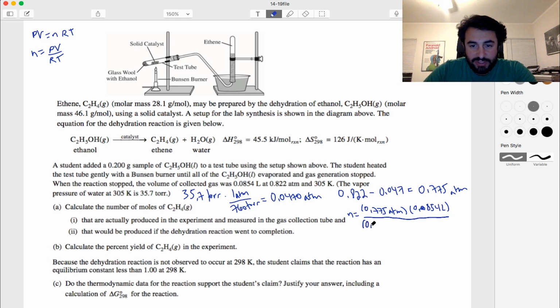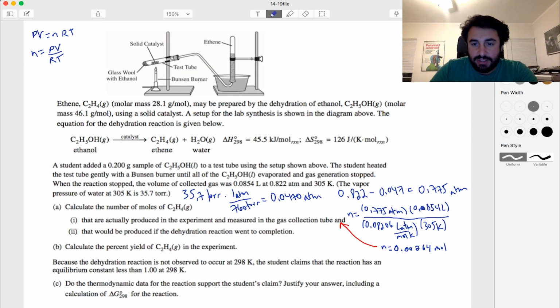We do want to know this gas constant, right? This is R, 0.08206, and that's liters atmospheres per mole Kelvin. And then the temperature is 305 K. So we plug all of that in, and we get N equals 0.00264 moles.